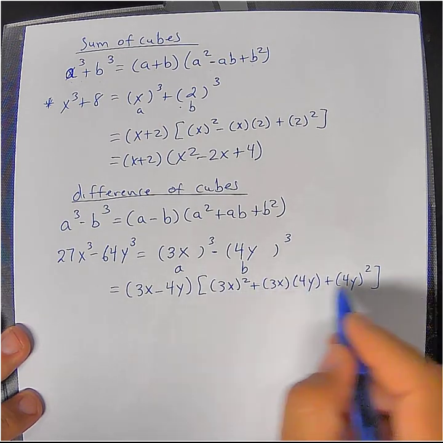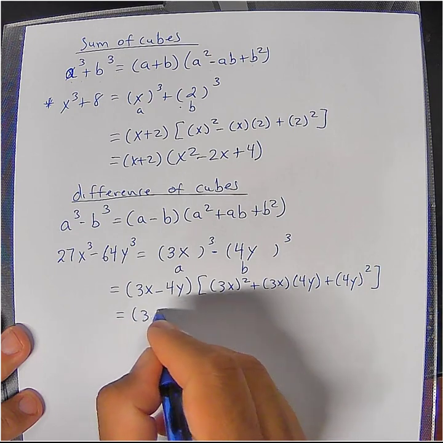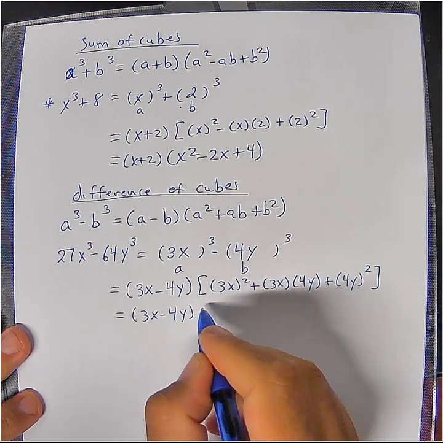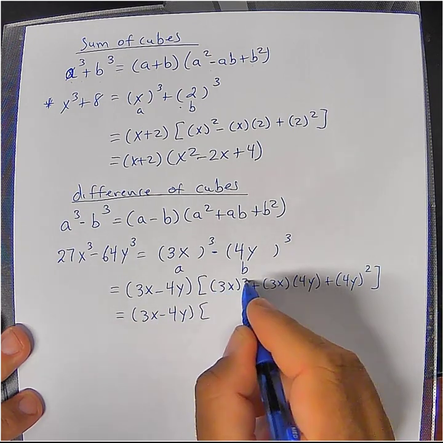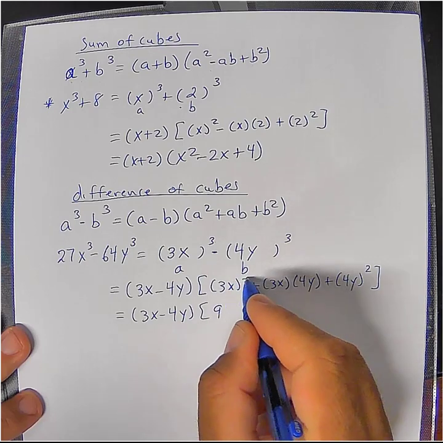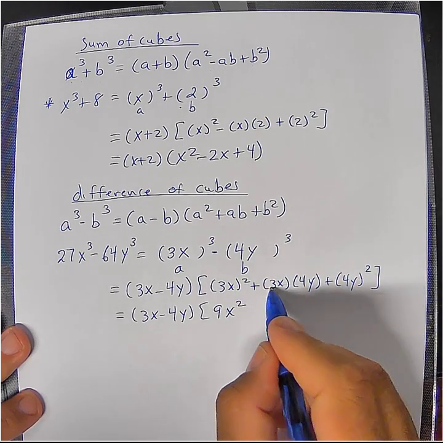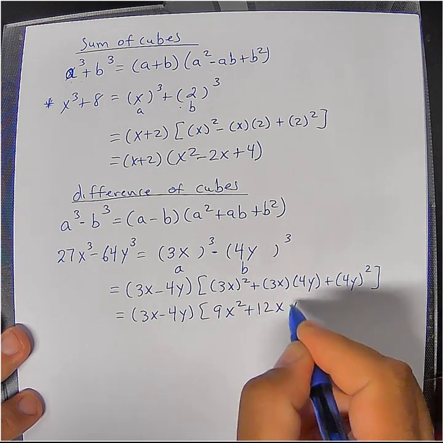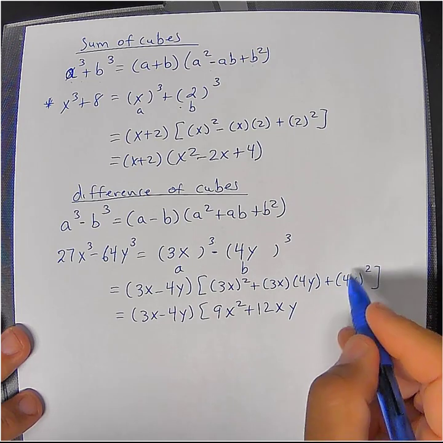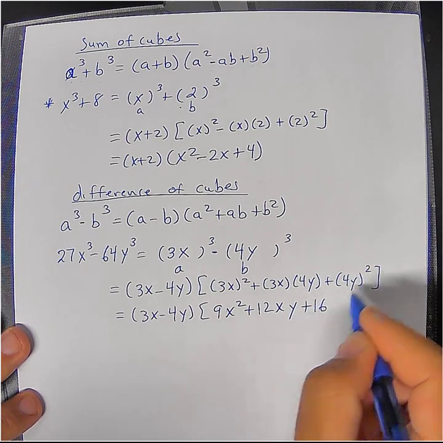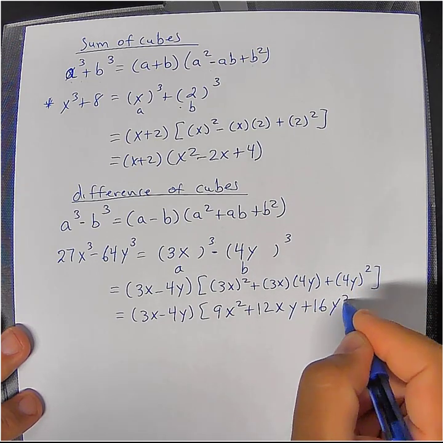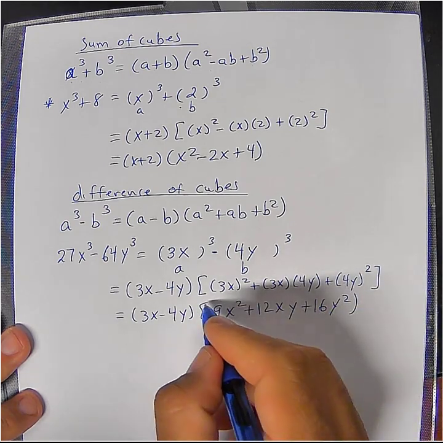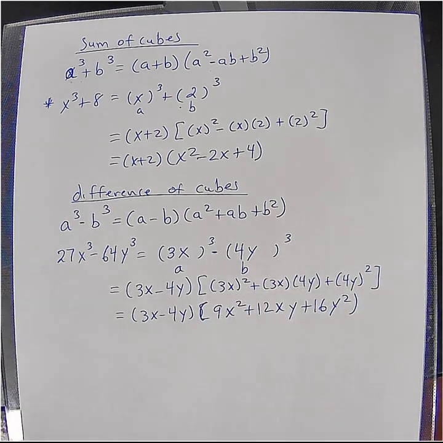So now we have to do the math on the inside. 3x minus 4y. 3x squared, so 3 squared is 9, x squared. 3 times 4 is 12, times xy is 12xy. Remember, if they're different variables, just attach them. 4 squared is 16, and then y to the second power. Doesn't matter, brackets or parentheses. Alright, so that gives me the difference of cubes.